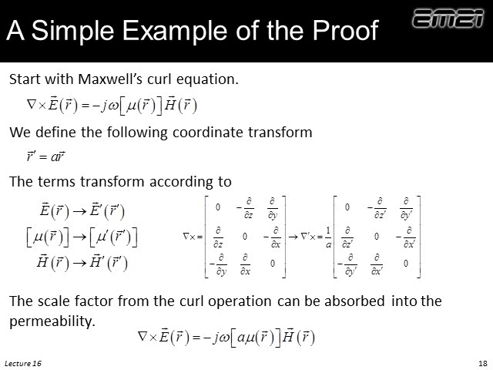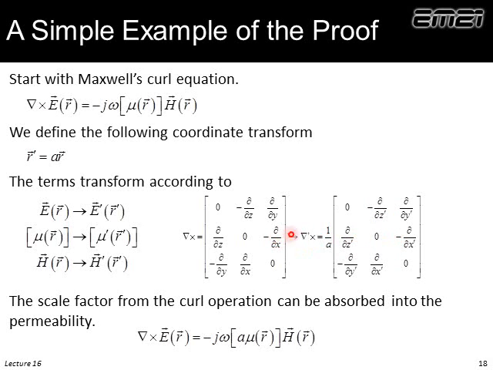Here's a simple example of the proof that I think is a little bit more intuitive. So here's Maxwell's equations. Let's say our coordinate transform is a simple scaling. We will amplify all of our coordinates by a factor of a. So here's all of our terms. Here's our curl operator. Here's our terms in the transformed coordinate system and our curl operator in the transformed coordinate system. So right now, this really is the only place where we see a, and it's stretching the coordinates.